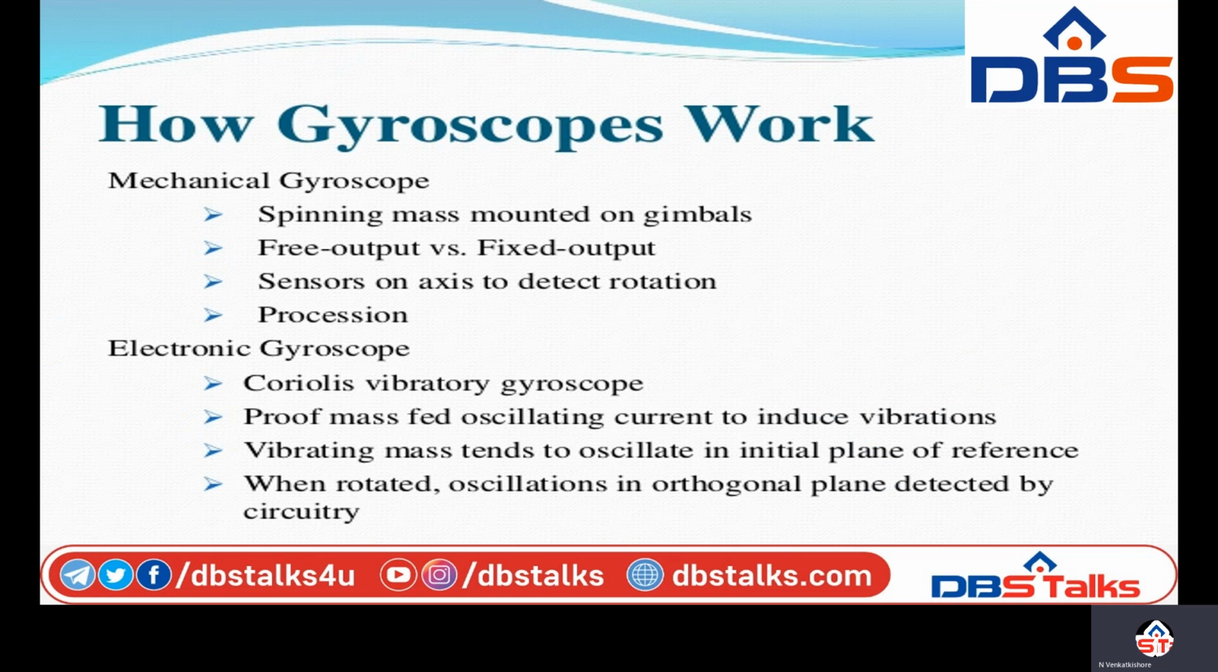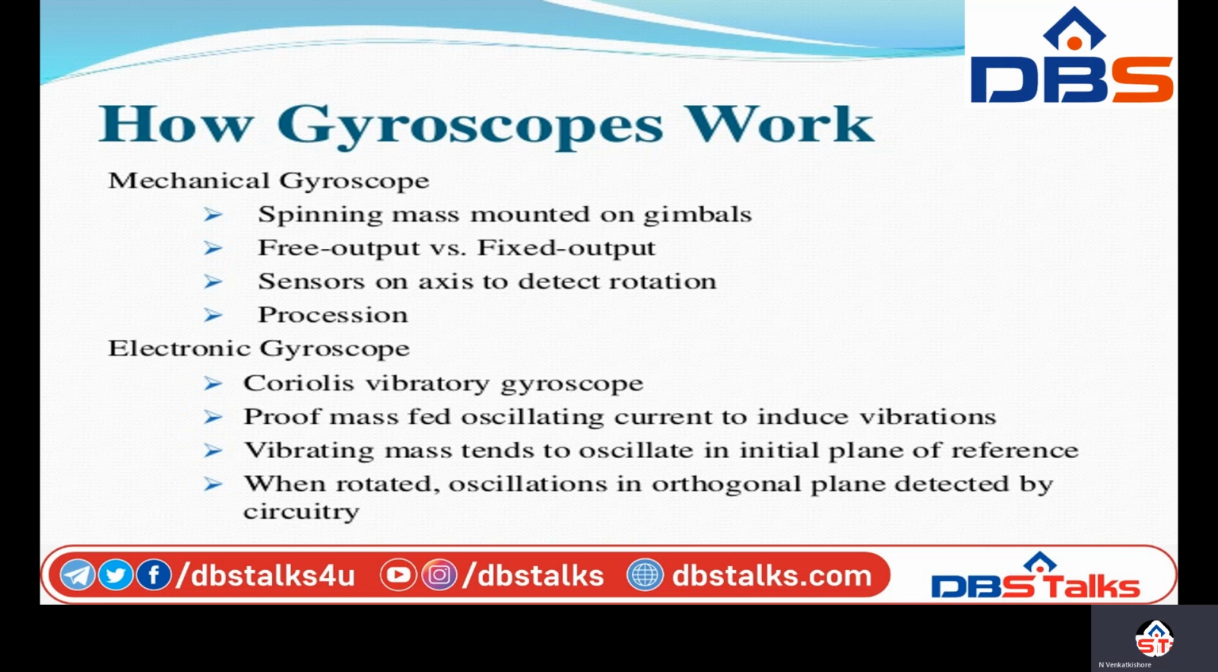So how do gyroscopes work? We have two types of gyroscopes. One is mechanical and the second one is electronic gyroscopes. The mechanical gyroscopes have a spinning mass mounted on gimbals, with free output versus fixed output.